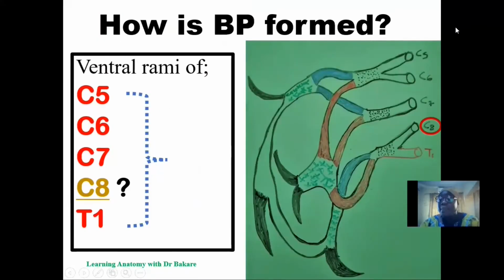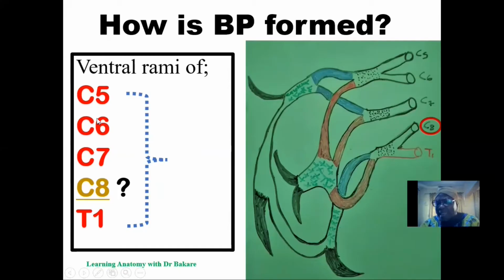How is the brachial plexus formed? The brachial plexus is formed by the ventral rami of the C5, C6, C7, C8, and also the T1 spinal nerves. So these roots will come together to form a network of plexus that is called the brachial plexus.